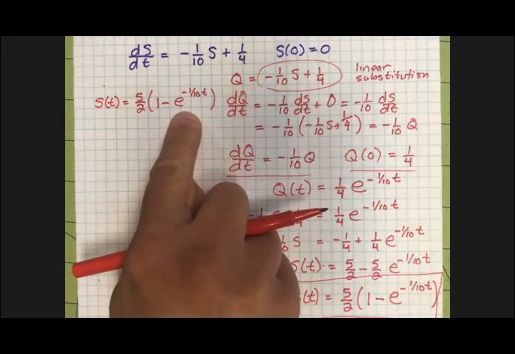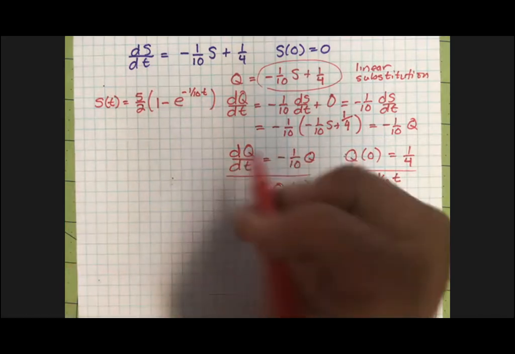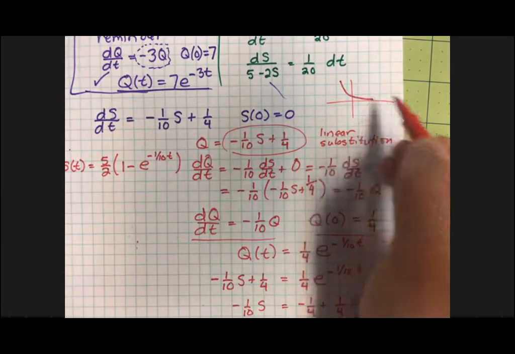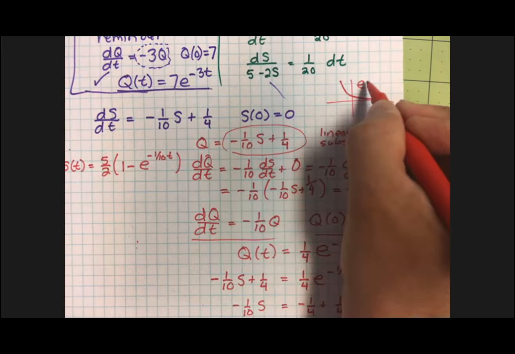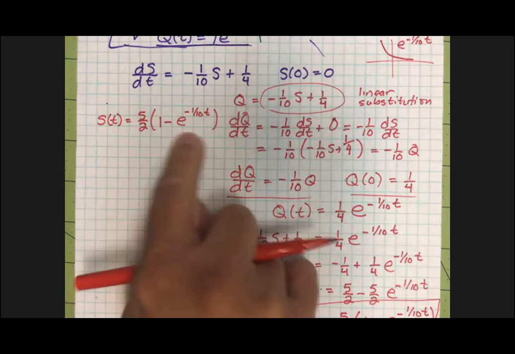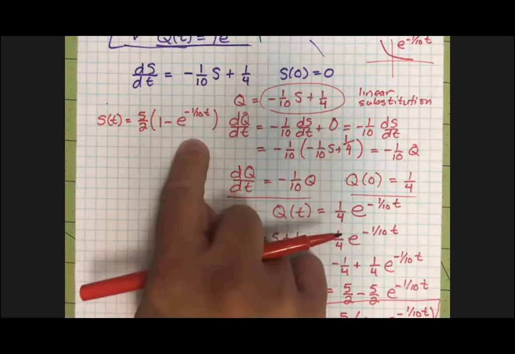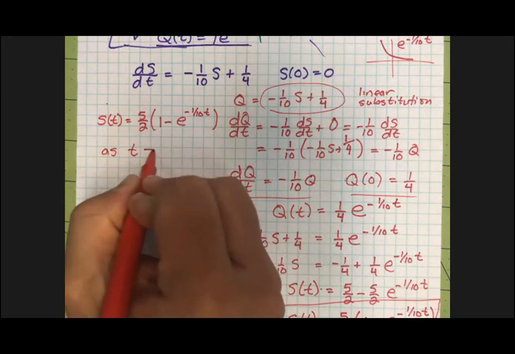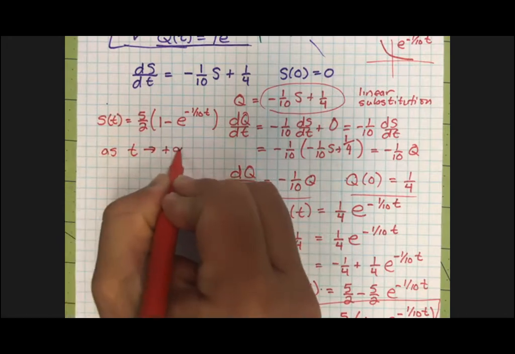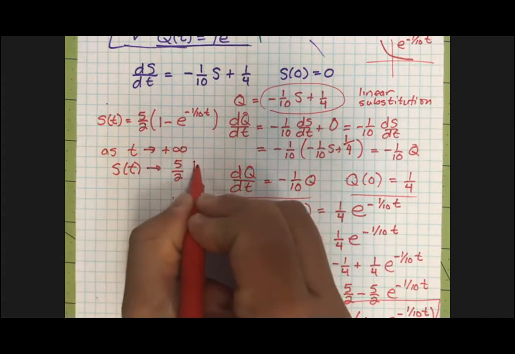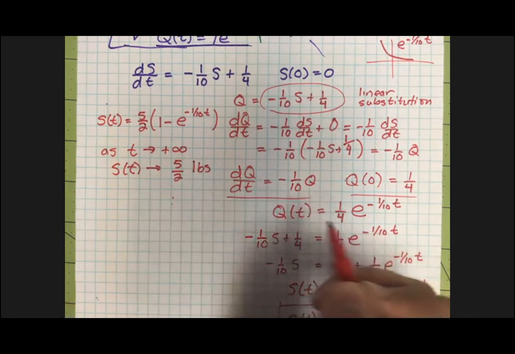Decaying exponential, subtract decaying exponential. In other words, you know what e to the minus 1/10 t looks like, something decaying like that. I don't have any scale here, but this would be e to the minus 1/10 t qualitatively. So what happens is this decays to zero, and this becomes one. So what happens as time goes to infinity? s of t must approach 5/2 pounds. And that's the answer to his question, backwards.